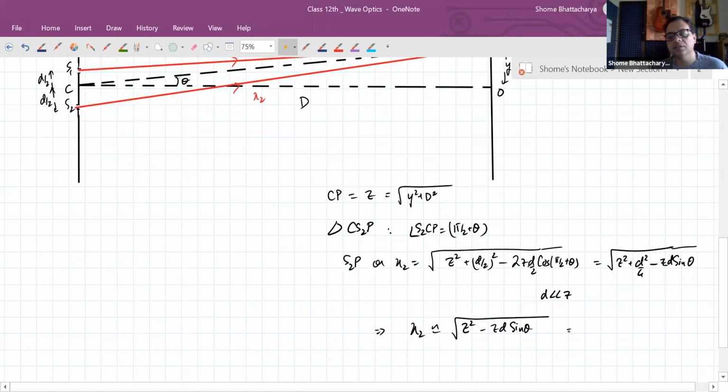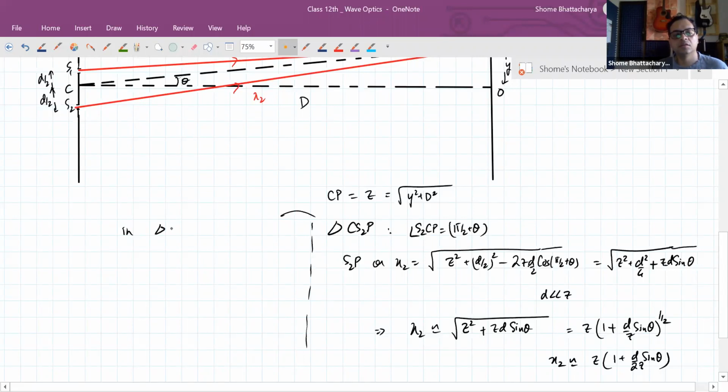Okay, and then you take z common from this, so this will become plus, this is cos of pi by 2 plus theta with the minus sign outside, so this will become 1 plus d by z sine theta to the power half. So that's where you can again bring in binomial approximation. It becomes z into 1 plus d by 2z sine theta. This is your x2.